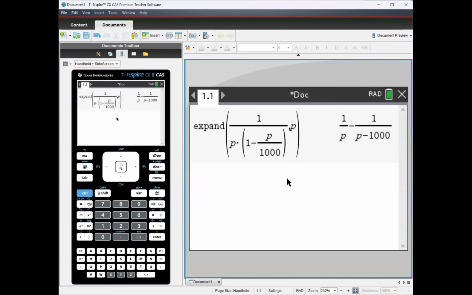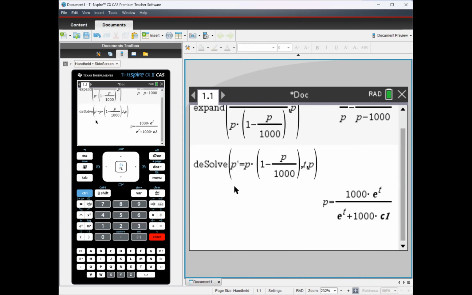Okay. The next thing I'm going to do is to show you the dSolve button. Actually, I didn't use the integral method to solve this differential equation, and the question didn't ask for the process to show a solution. In the second part, it just tells you a certain form of the solution for P in terms of t. So what I'm doing is dSolve P dash, where P dash means dP/dt, the original derivative, equals P times (1 minus P over 1,000), comma t, comma P. This will give you 1,000 e^t over (e^t plus 1,000 times c1). So this is like an integration constant.